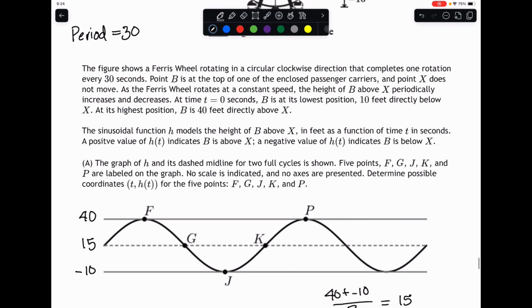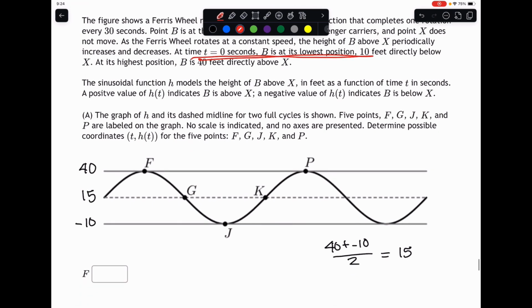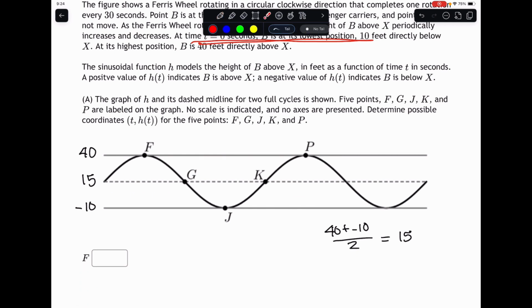Similar to the other problems that we've done today, on this homework assignment at t equals 0 seconds, B is at its lowest position. So we're going to start at the lowest position of negative 10. There are several options over here, here, or my favorite spot right there at J. So we're going to start here, and this is going to be 0.